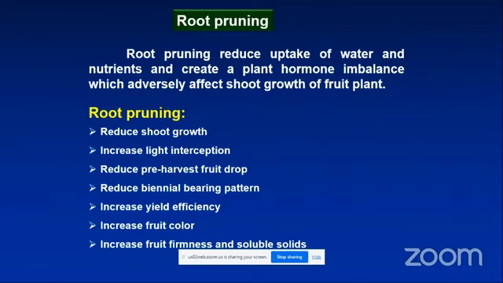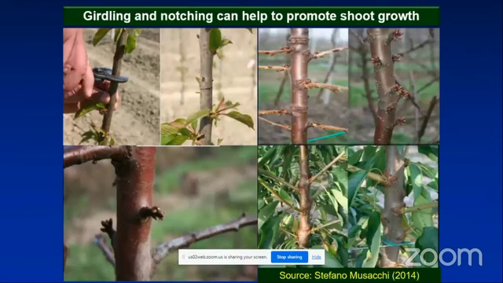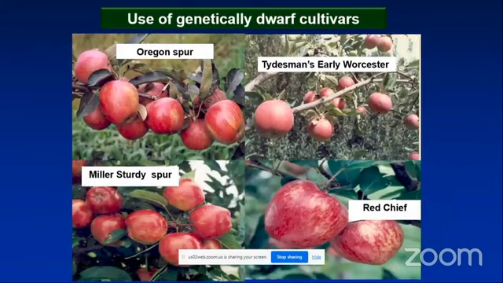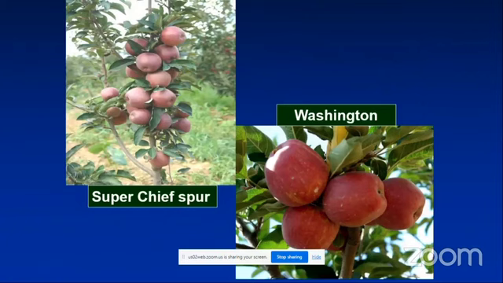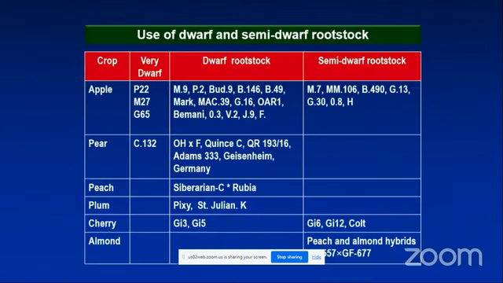And then root pruning is also important, which reduces shoot growth, increases light penetration, reduces pre-harvest fruit drop, reduces the biennial bearing pattern, increases yield efficiency, fruit color, fruit firmness and soluble solids. Girdling and notching can also promote shoot growth. This is one of the practices. Use of genetically dwarf cultivars, that is Oregon Spur, Miller Sturdy Spur, Red Chief, and Tydeman's Early Worcester. Super Chief spurs are there, Washington is there.